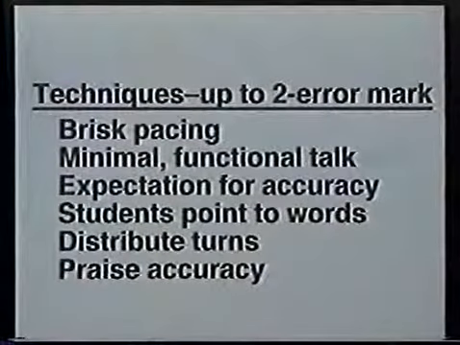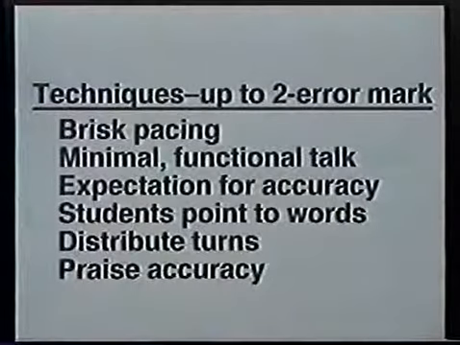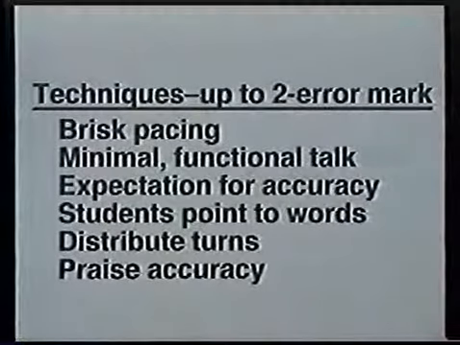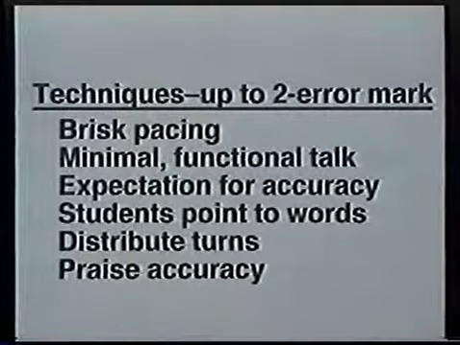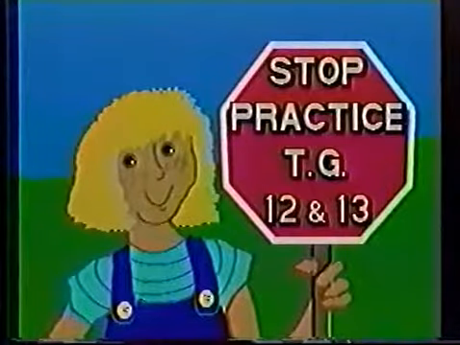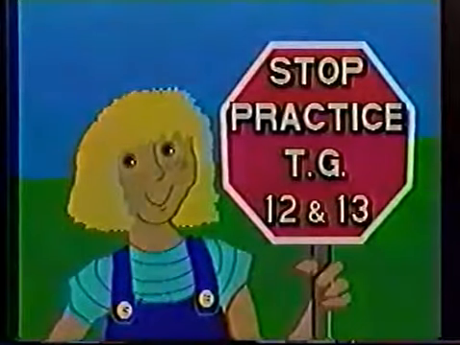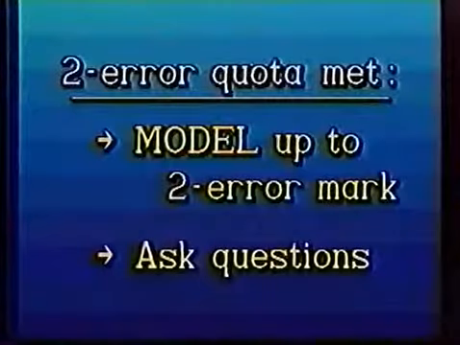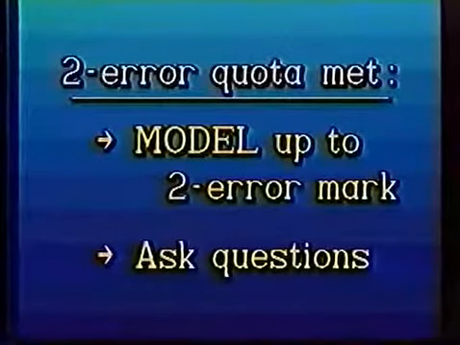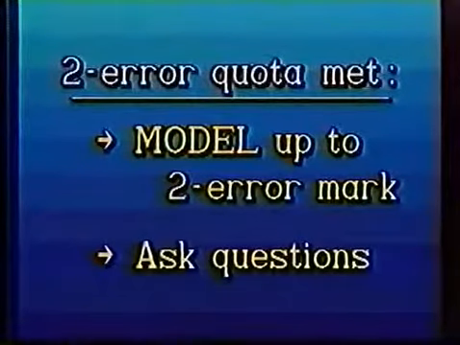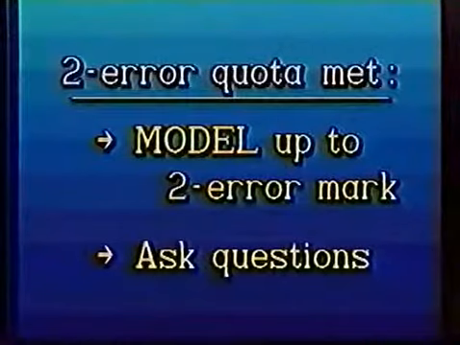Now practice conducting the students reading the story up to the 2-error mark. People who are acting as students should make a total of 2 errors. After students read with 2 errors or less, then you model reading the passage and ask the comprehension questions. Here's a sample from the first part of the story.